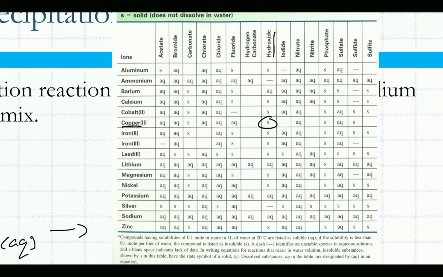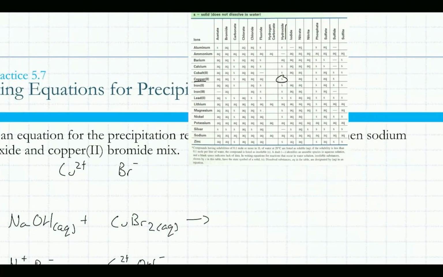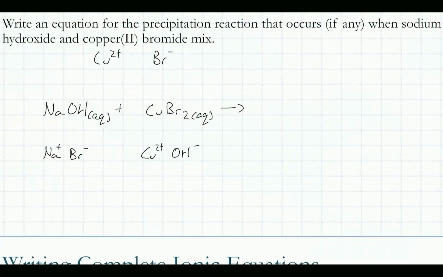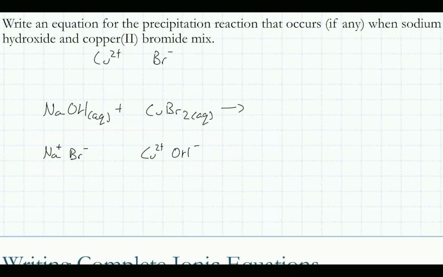Copper 2 hydroxide, S. So that means it's solid, which means I need to now move this out of the way. So these will be at least the template for our products then, because, sorry, this one's aqueous. This one's solid. So we can just write NaBr, that's still aqueous. But then for the copper hydroxide, copper's a 2 plus, hydroxide's a 1 minus, so I need 2 hydroxides.